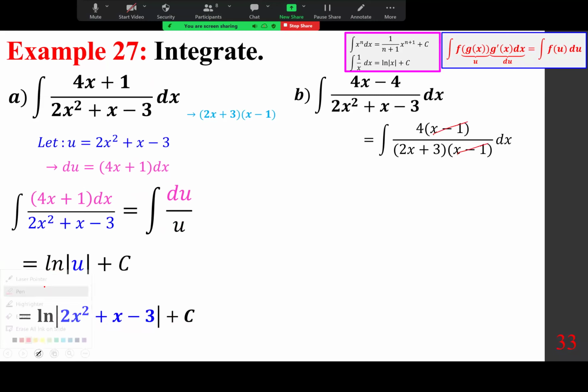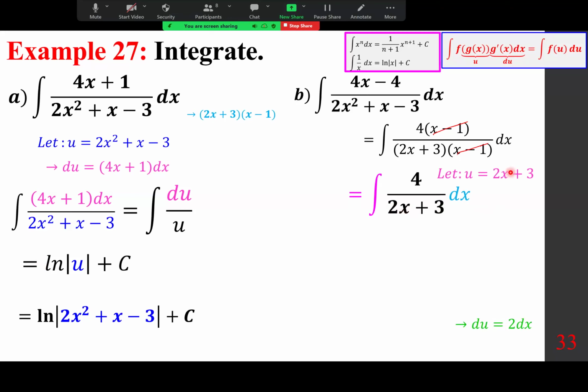And x minus 1 drops. Now, because it can't be simplified any further, u would be the denominator of 2x plus 3. Its derivative is 2, therefore du is 2 dx. And you notice dx belongs to the numerator, so the numerator is 4 times dx instead of 2 times dx.